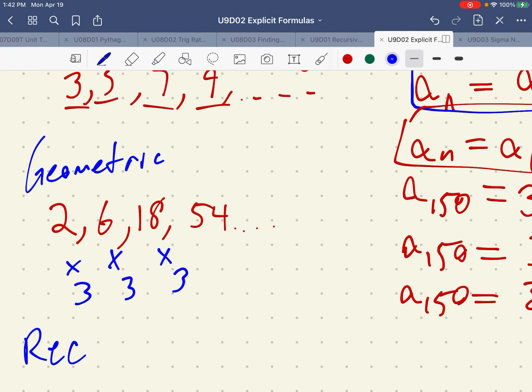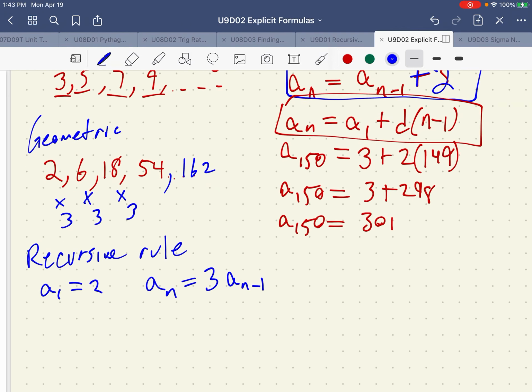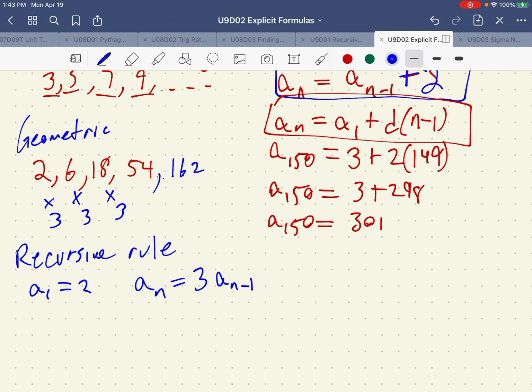If we wanted to write the recursive rule for this sequence, it would be a_1 is equal to 2, and the next term can be found by multiplying the previous term by 3. So if I wanted to find the next term here, I'd take 54 and multiply by 3, which would be 162. Now, geometric sequences can also be written in an explicit manner.